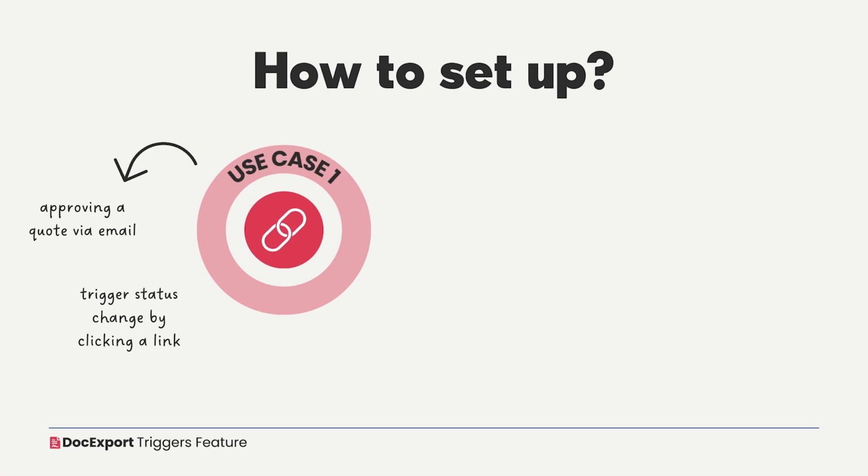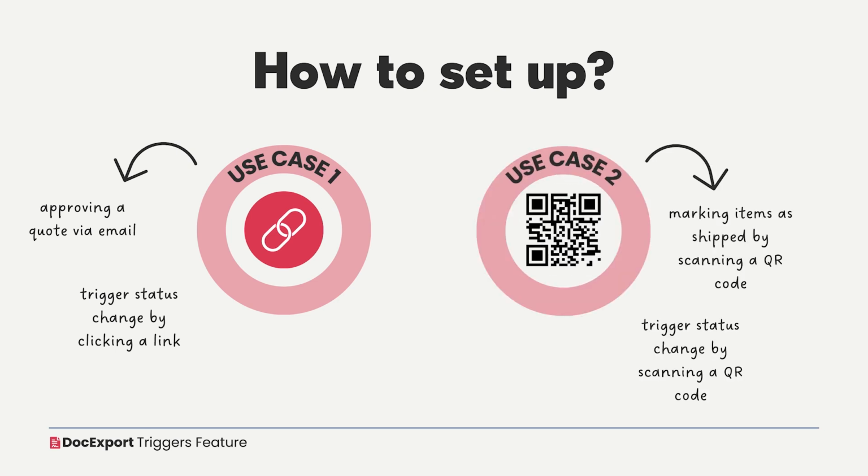In this video, I'll walk you through setting up triggers in DocExport using two examples. One, approving a quote directly from an email, and two, marking items as shipped by scanning a QR code in the warehouse. Let's start with our first example.